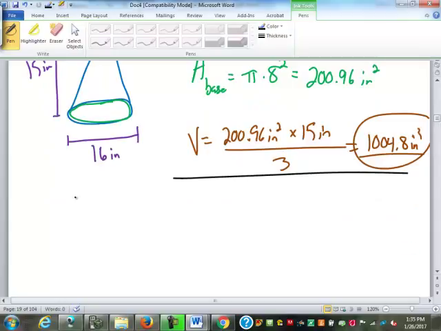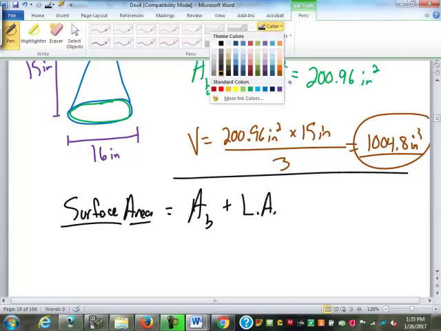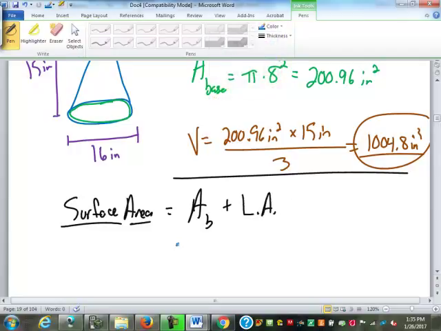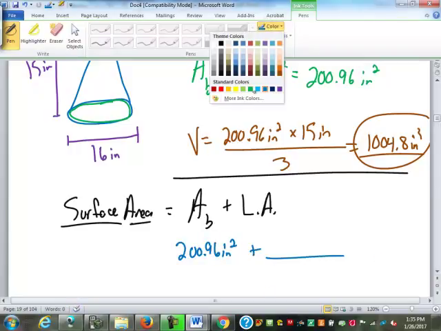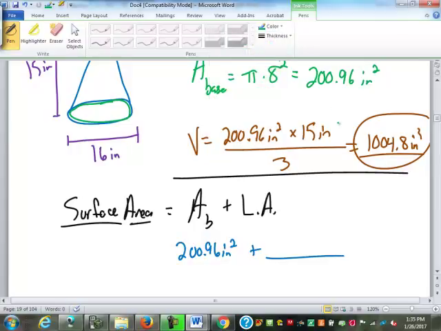Surface area is still the area of a base, but now there's only one base, plus a lateral area, but there's going to be some adjustments to our lateral area. So the area of our base is the 200.96 inches squared. Got to find lateral area. Remember, lateral area is perimeter of a base times the height.